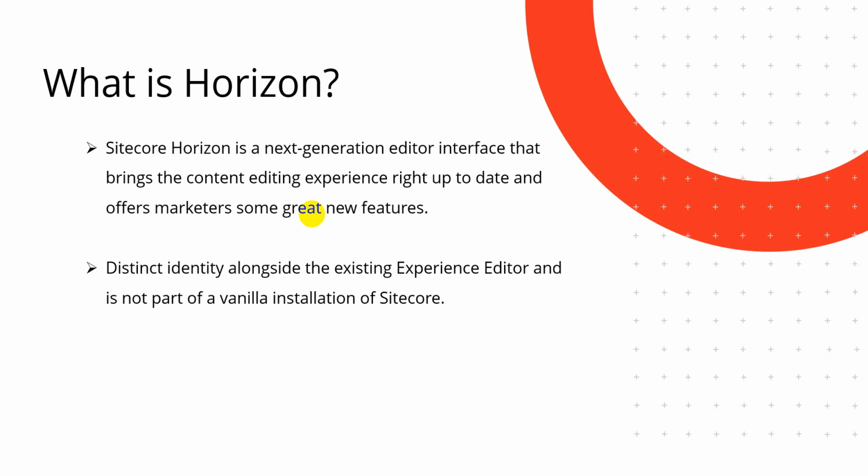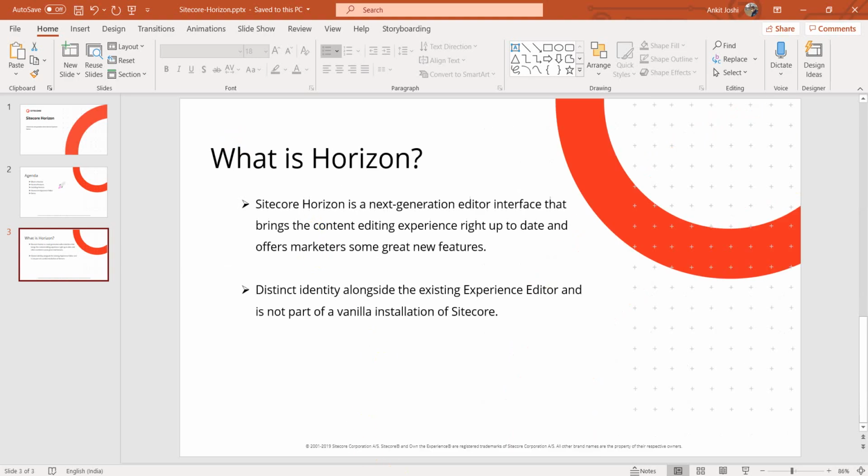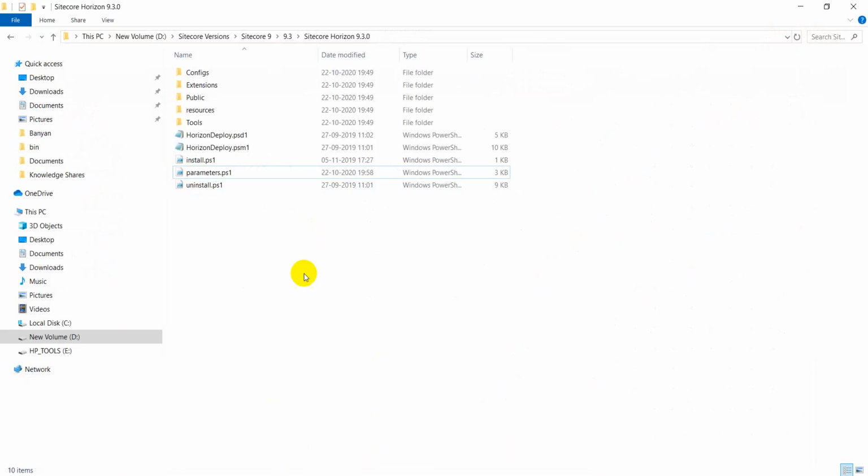The first thing we can see is the installation. You can find a number of articles available which talk about how to install Horizon, so I'll just cover it at a very high level. You need to go to dev.sitecore.net and download the Sitecore 9.3 Horizon version, or Sitecore 10, and then you are going to get this file, and when you extract it, this is the content which you're going to get.